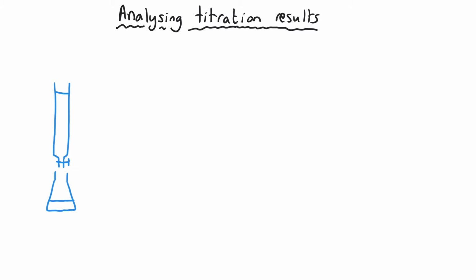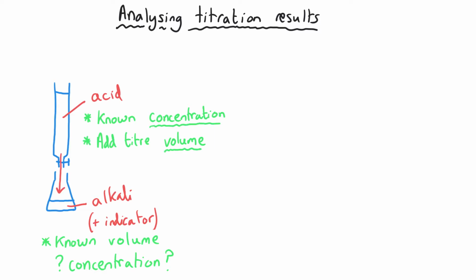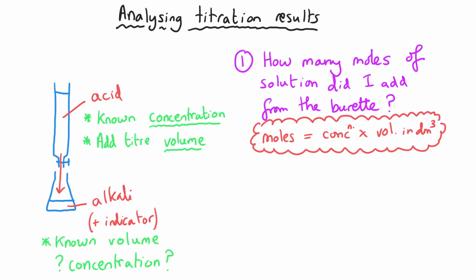When you are analysing your titration results, the core concept can be observed just by looking at our setup. If we've got our acid in our burette and we know the concentration of the acid, we add a certain titre volume of that acid to the conical flask. What we know now is the concentration of the acid and the volume of the acid required to neutralise our alkali. So we've got the concentration and the volume. So step one in a titration analysis is how many moles did I add from that burette? And so to work that out, we do moles is concentration times volume.